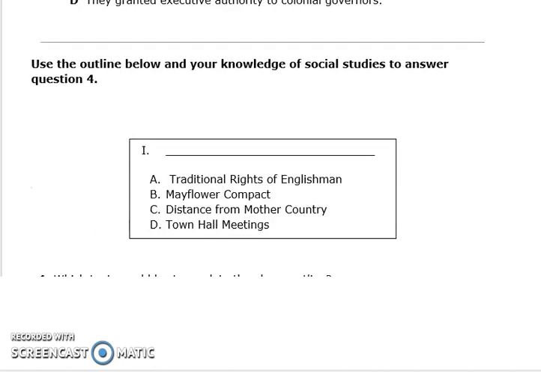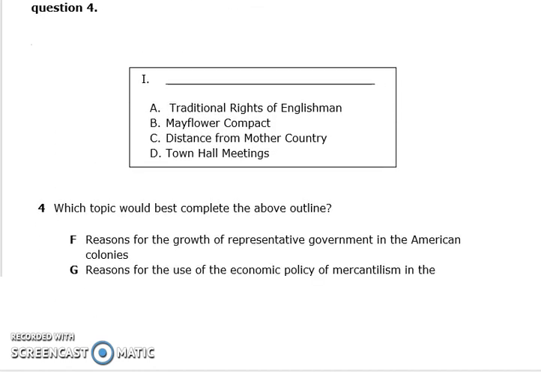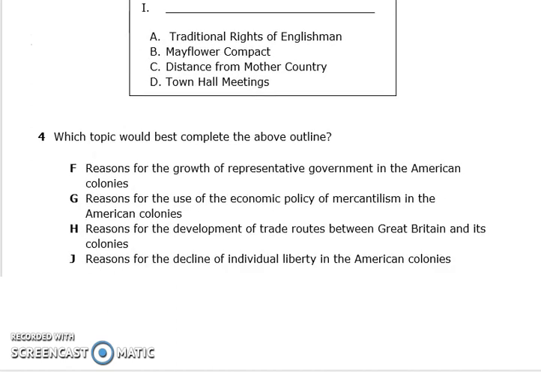Use the outline below and your knowledge of social studies to answer question 4. Which topic would best complete the above outline? F. Reasons for the growth of representative government in the American colonies. G. Reasons for the use of the economic policy of mercantilism in the American colonies. H. Reasons for the development of trade routes between Great Britain and its colonies. J. Reasons for the decline of individual liberty in the American colonies.